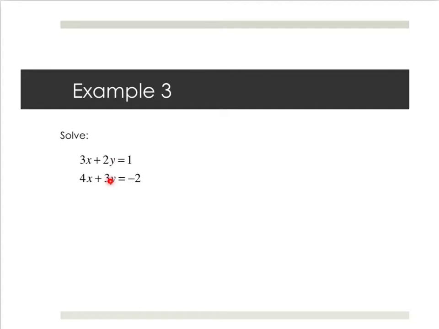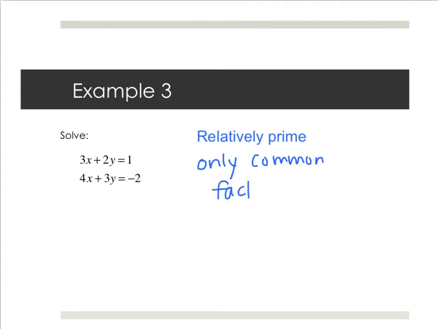3 and 4 are what we call relatively prime. Relatively prime, what does that mean? Well, that means the only common factor of those two numbers is 1. And that makes this a little bit tougher process because I can't multiply the 3 by anything to get 4, not conveniently, or the 2 by anything to get 3.